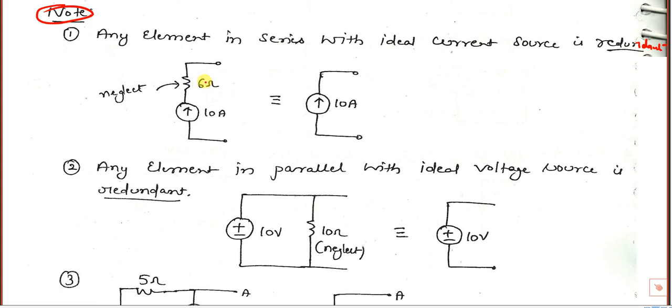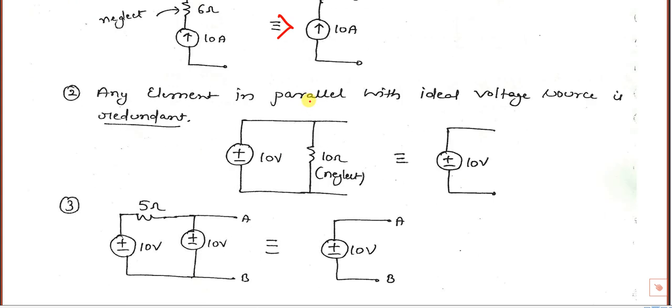Whether it is 6 ohm or 10 ohm or 1 kilo ohm, 2 kilo ohm or 1 mega ohm, current remains the same in series. So irrespective of the value of resistance here, since a current source is given, for a practical current source a shunt resistance should always be there. But here shunt resistance is not given, series resistance is given, so you can ignore it, it becomes redundant. So this 6 ohms we can just remove from the circuit. So this is converted into this type because current remains the same, whether it is 6 ohm, 60 ohm, 600, 6k, 1k, anything. So 6 ohms is redundant.